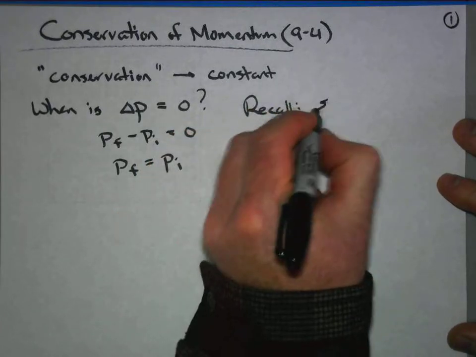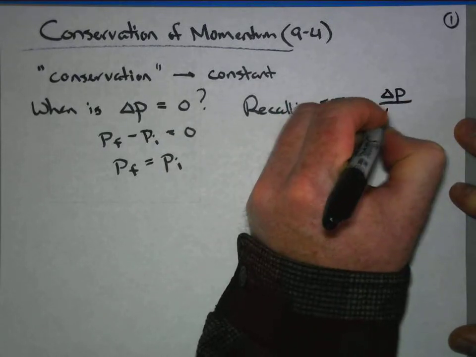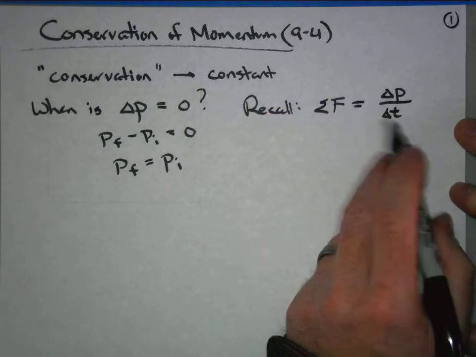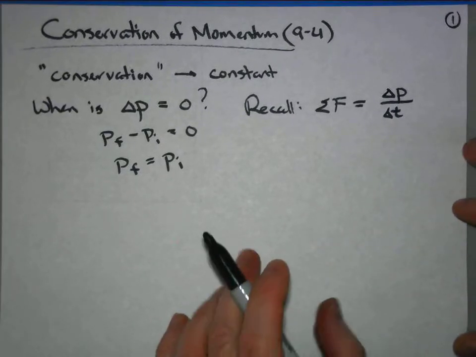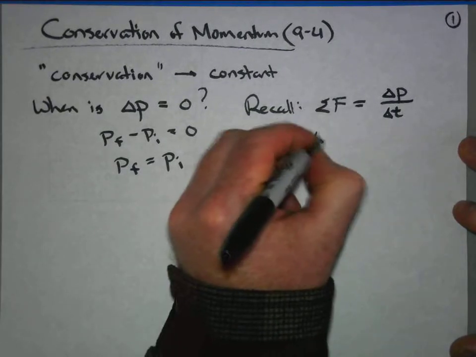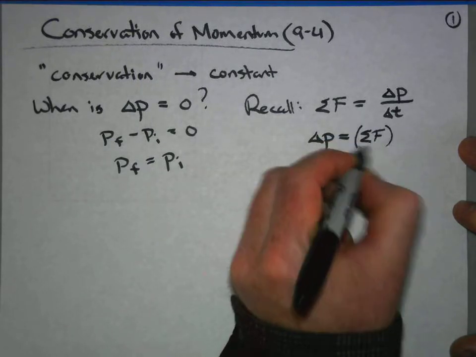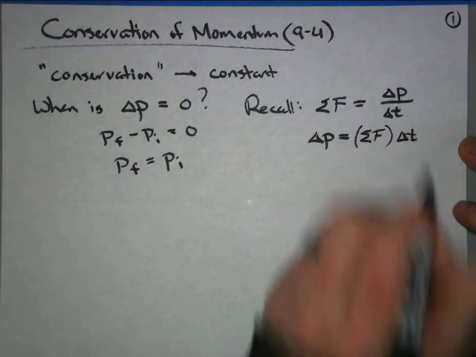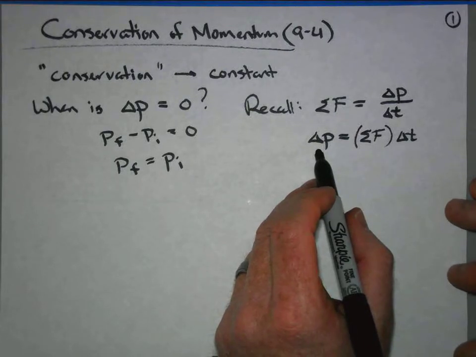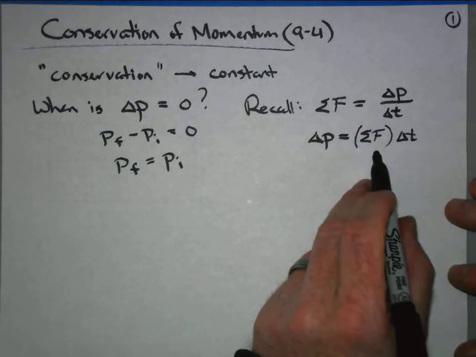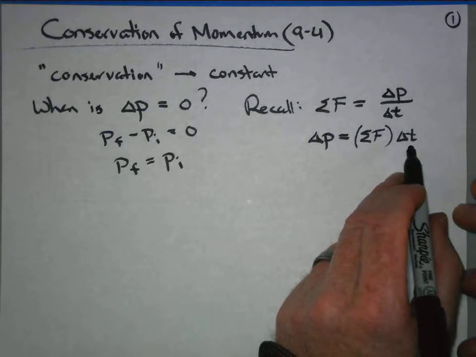So recall that the sum of forces is going to be equal to the change in momentum divided by the time interval. Or another way of saying it is, the sum of forces is equal to the rate of change of momentum. Rearranging this, the change in momentum is equal to the sum of forces multiplied by the time interval. And here's the deal. We want this to be 0. Well, what's going to be 0 on this side? Can we say that there's some forces acting on something for 0 time? That doesn't make any sense.